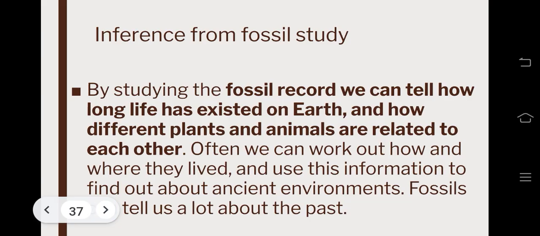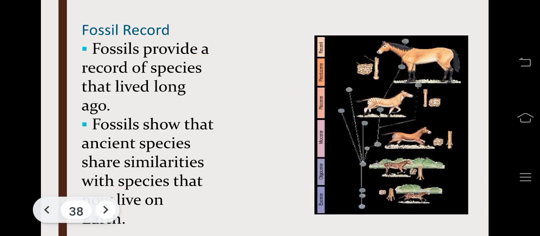Inferences from fossil study. By studying the fossil record, we can tell how long life has existed on Earth and how different plants and animals are related to each other. Often we can work out how and where they lived and use this information to find out about ancient environments. Fossils can tell us a lot about the past. Then fossil record. Fossils provide a record of species that lived long ago. Fossils show that ancient species share similarities with species that now live on Earth.